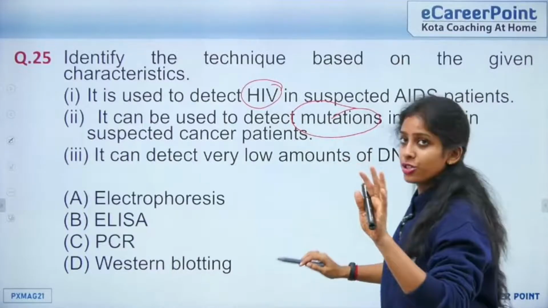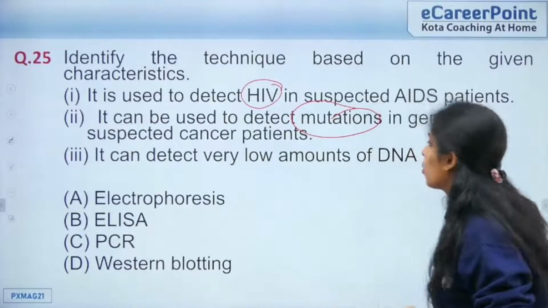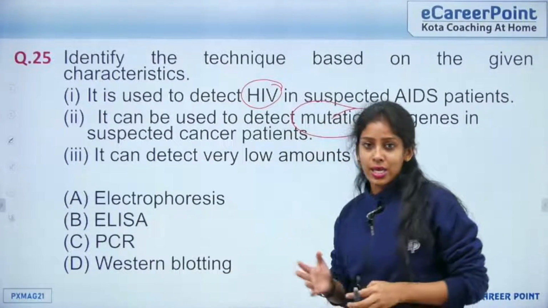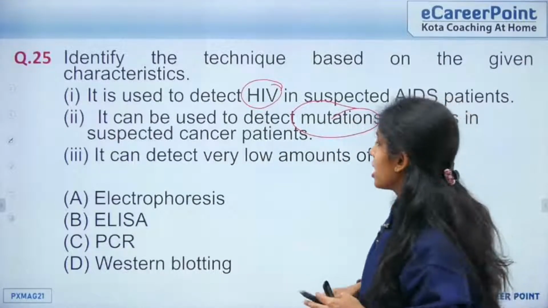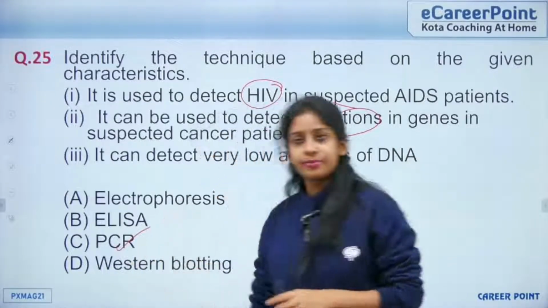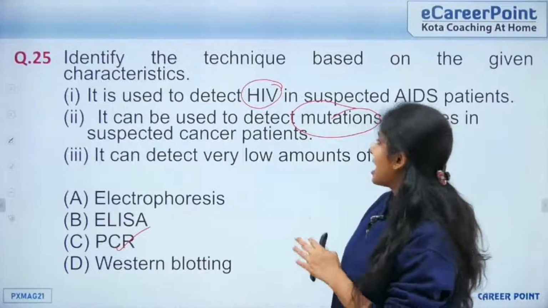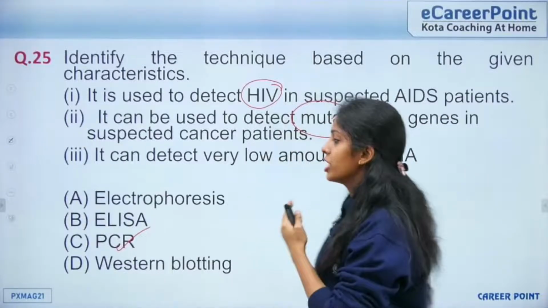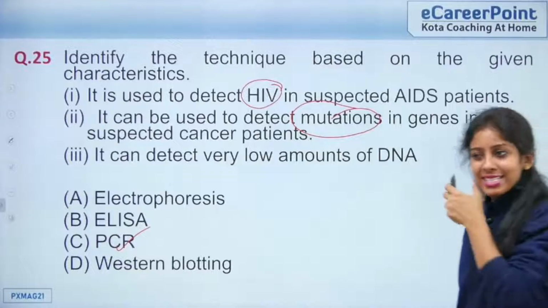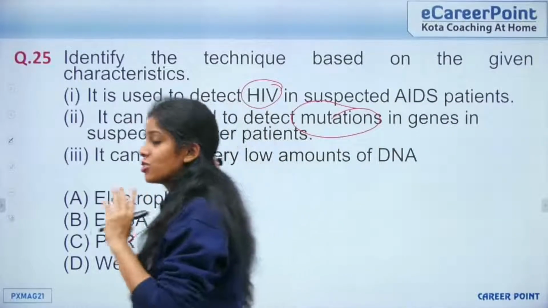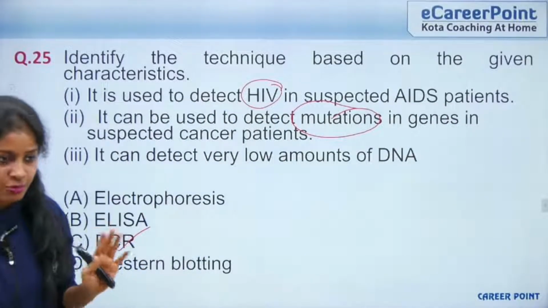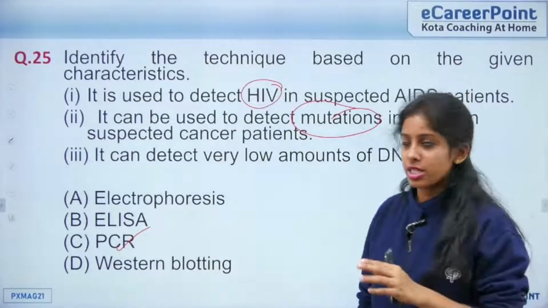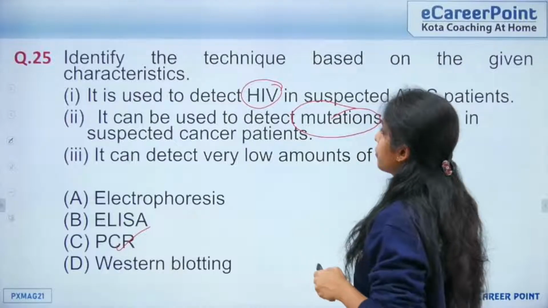You're still not very sure. It can detect very low amounts of DNA. So now what is the answer? The right answer would be PCR. Okay, so PCR can be used to detect mutations. You can amplify a particular gene and look for mutation. Alright, yes. So Western blotting is to study RNA. Southern blotting is for DNA. Sorry, Northern blot is for RNA. Southern blot is for DNA. Western blot is to study the protein.